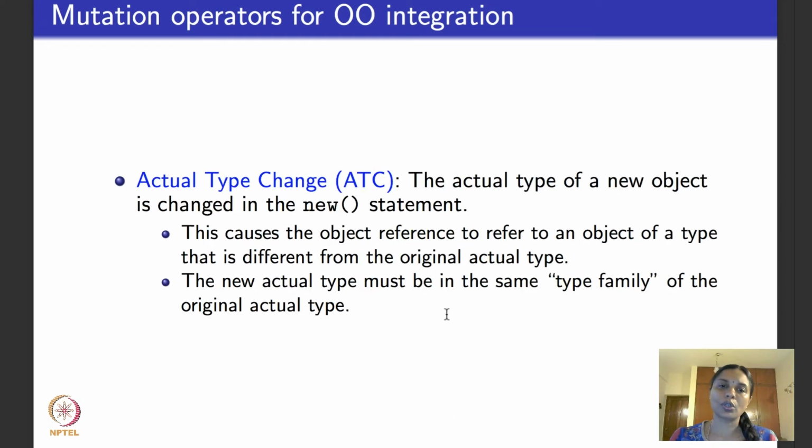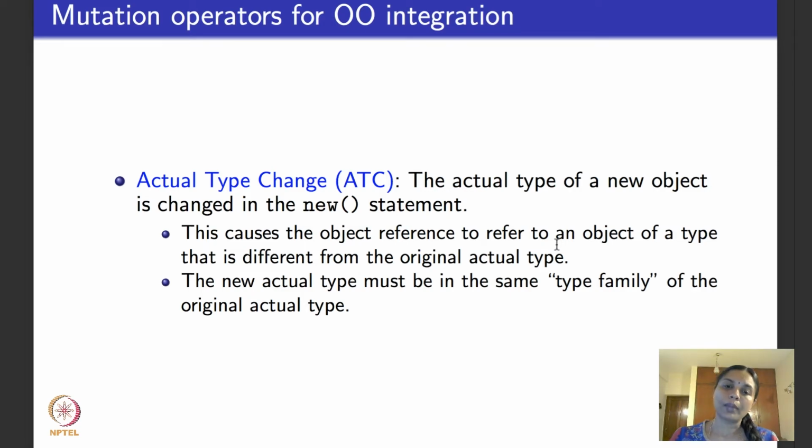So the next mutation operator changes types. Whose type is changed? It changes the actual type of a new object. Where does it change? It uses this new statement that's available in Java to be able to change the type of the new object. What kind of problem does this cause? If you do this, then it will cause the object reference to refer to an object of a type that is different from the original actual type. Is that clear? Because I have changed it now in the new statement.